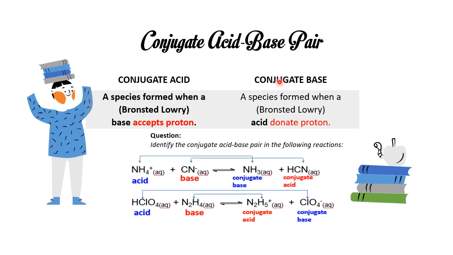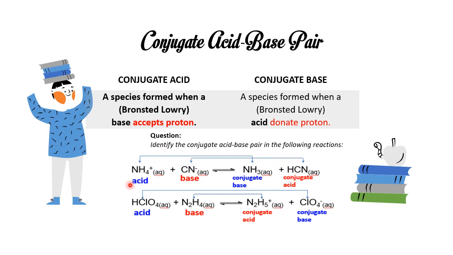Next is about conjugate acid and conjugate base. Actually, conjugate acid and conjugate base refer to the Bronsted-Lowry acid and base. For example, conjugate acid is a species formed when a Bronsted-Lowry base, look here, this is the base, accepts a proton. After it accepts a proton, it becomes HCN. So this is the conjugate acid. Meaning that at the reactant side is a base, then the product will become the conjugate acid.